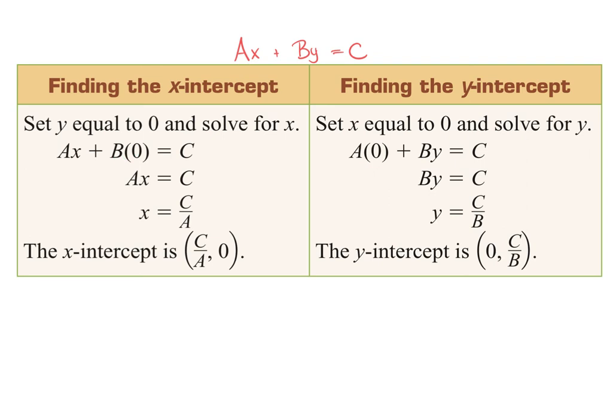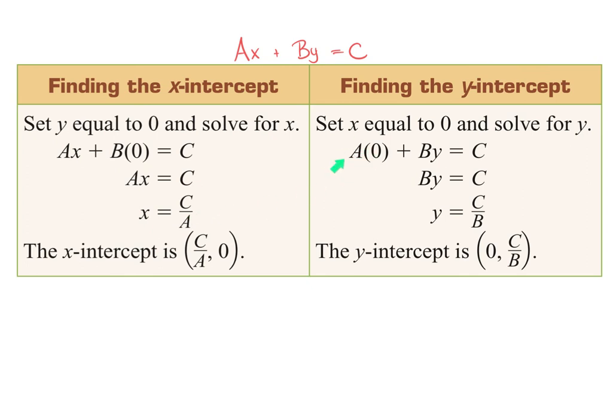If I zero out what's with my b or with my y, if I zero that out, then I'm always going to end up dividing this constant by my coefficient of my x. So my x-intercept always, always, always ends up being my c over my a, which is my constant over my x coefficient. That will always be my x-intercept.